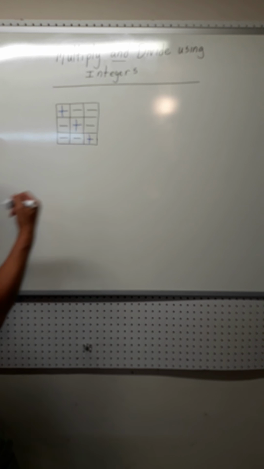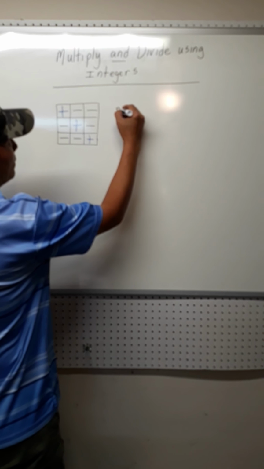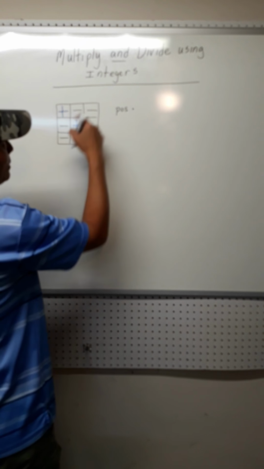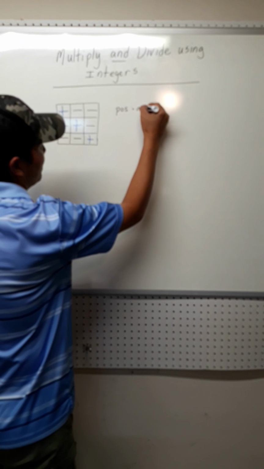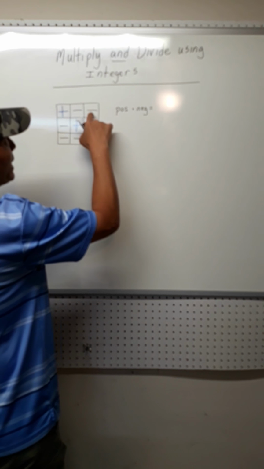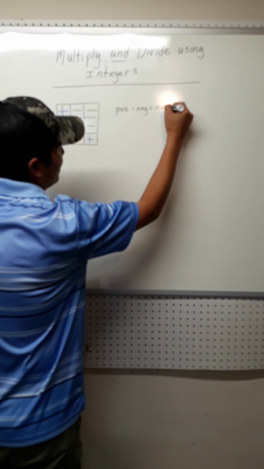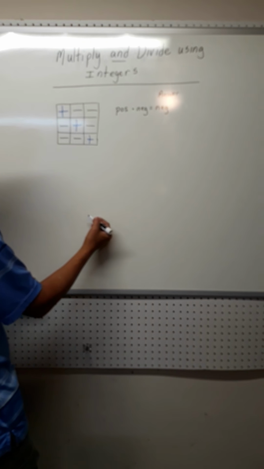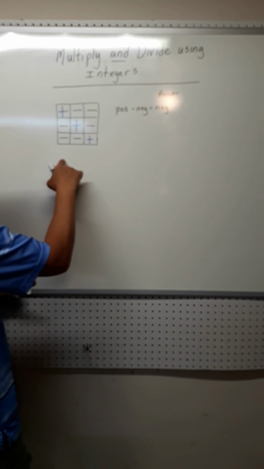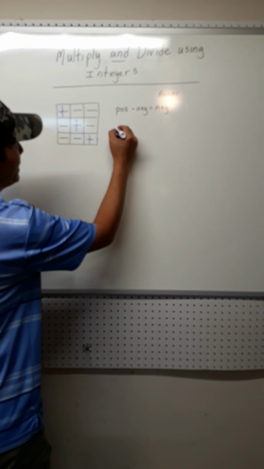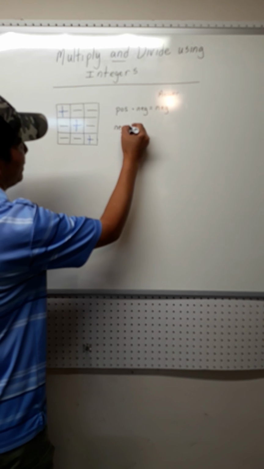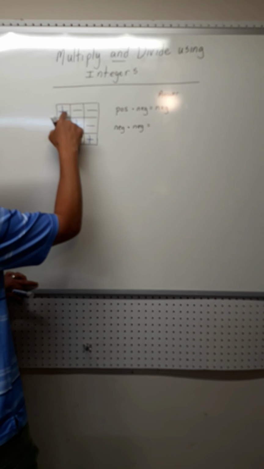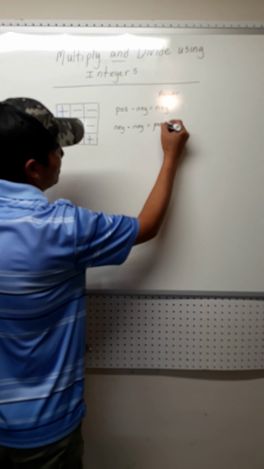If I were to say that I have a positive times, and I'm going across the top row, times a negative, it will give you a negative answer. I can go from bottom to top. I have a negative times another negative. Well, if I follow the path, it will give me a positive answer.